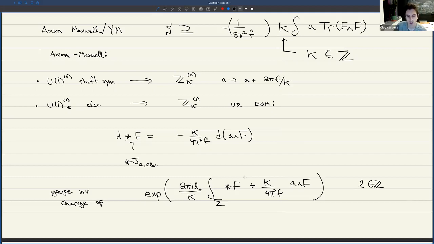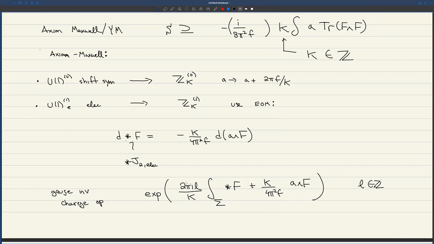Now we no longer can integrate just star F. We have to shift it by this axion coupling term A wedge F. And then when we do that, to make it well defined, this L has to be an integer. And so we can only do it for some kind of discrete multiples. So that's why we end up with this ZK one-form symmetry.